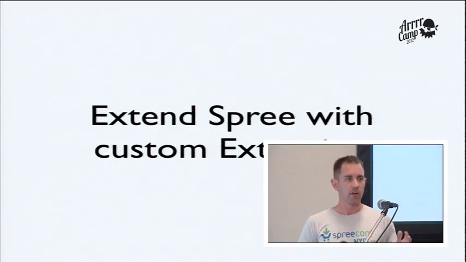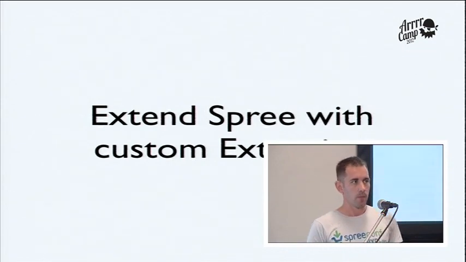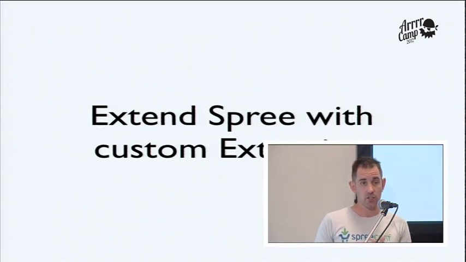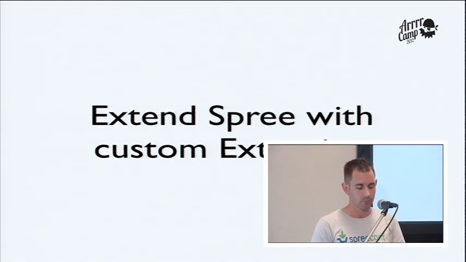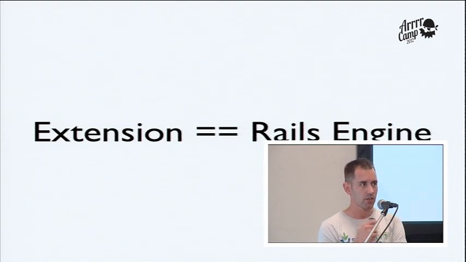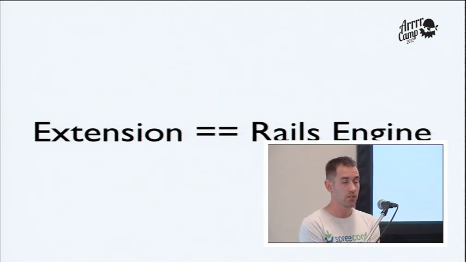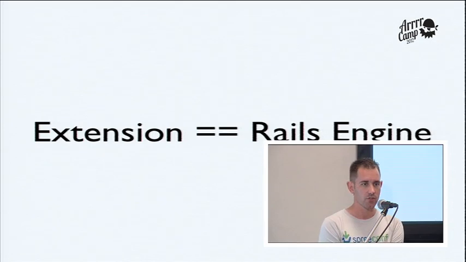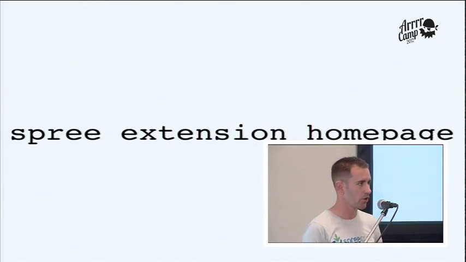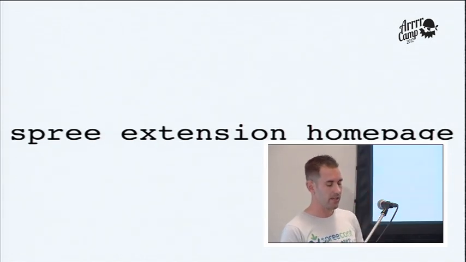So if the functionality you need is not there in an extension, the best chance you have is that there is an extension that has some access point where you can start, or you can just create your own extension. And an extension in Spree is nothing more than a Rails engine, actually. It provides some extra code to hook into Spree, which I'm going to show you in a bit.